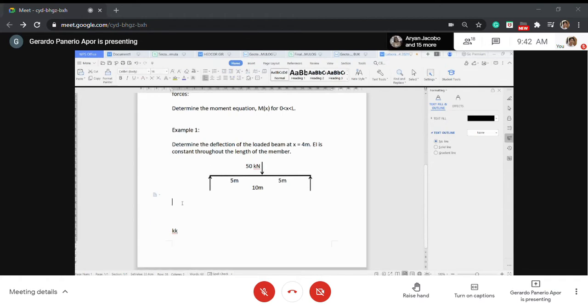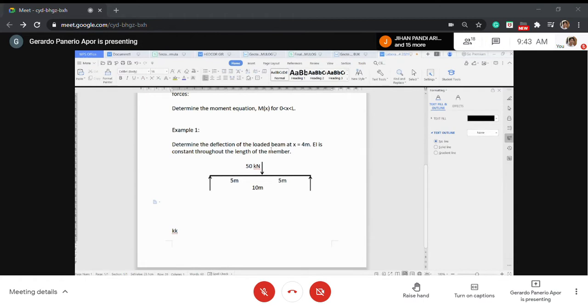So this is the problem. We have here a loaded beam with constant cross-section all throughout and made up of only one material. So that is what we mean by EI is constant throughout the length of the member. The length of the member is 10 meters all in all. So the 5 meters here is only the length from the left support to where the concentrated load is applied, and the other 5 meters is from the midspan going to the right support. So the total length is 10 meters.